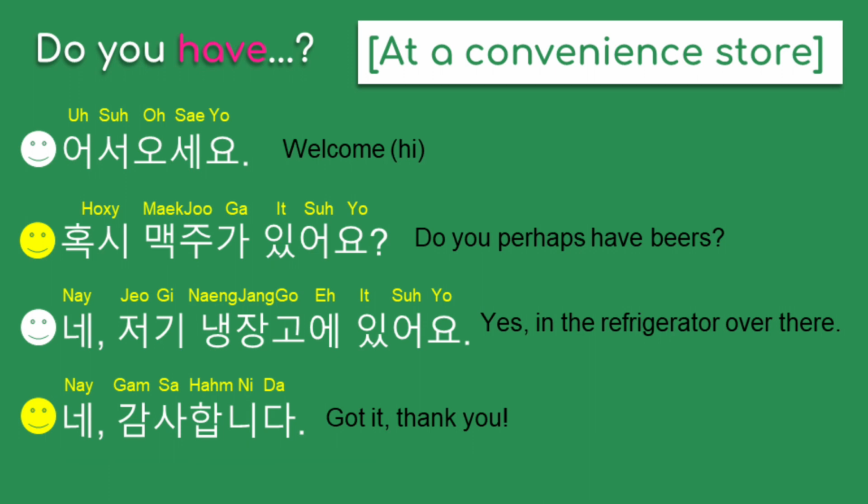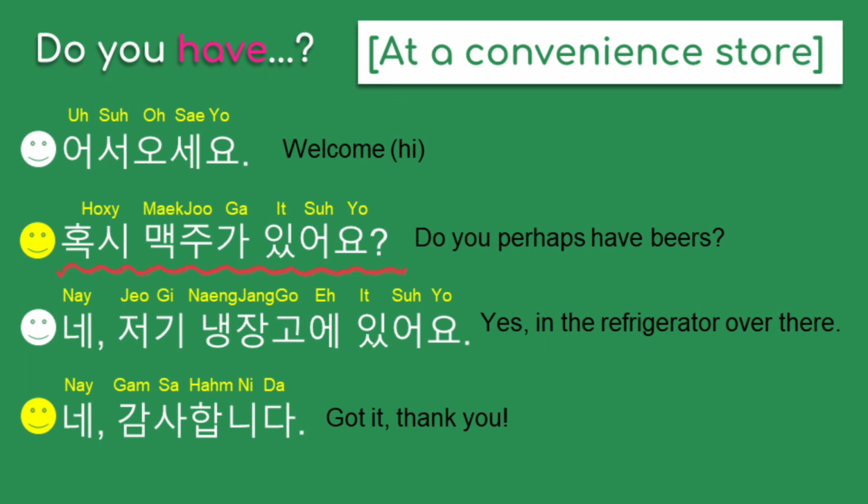Alright, so let's analyze each sentence. The first sentence says, 어서 오세요. It means welcome. It's in Japanese like irasshaimase. When you go into a store or a restaurant, people say 어서 오세요.